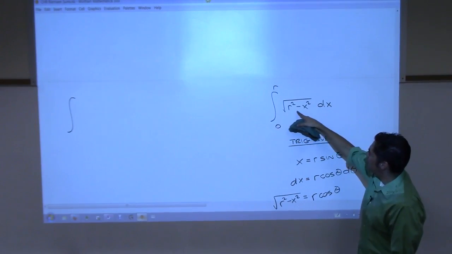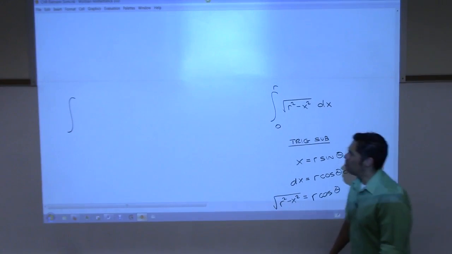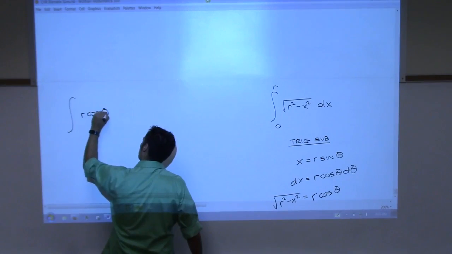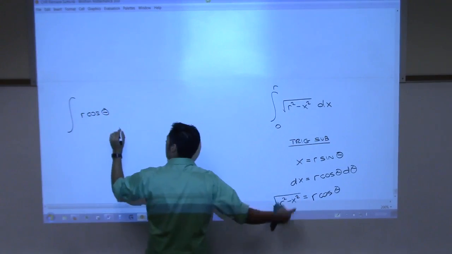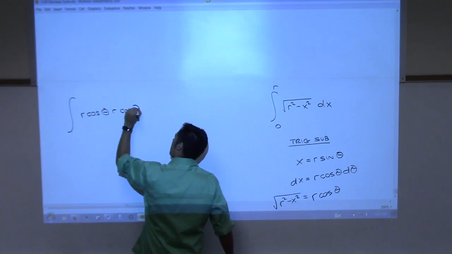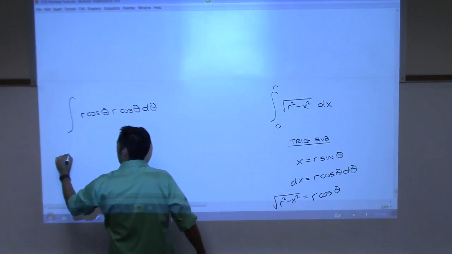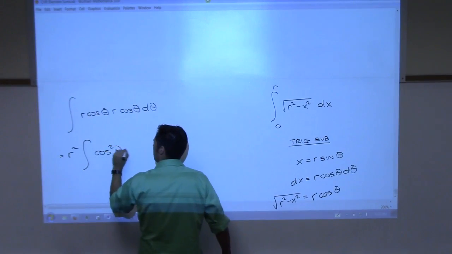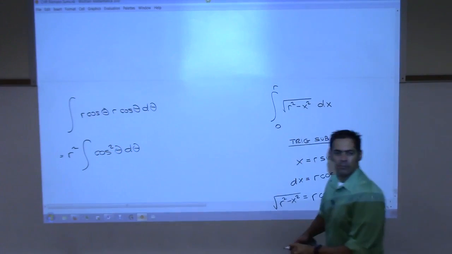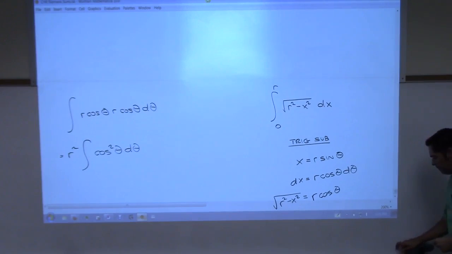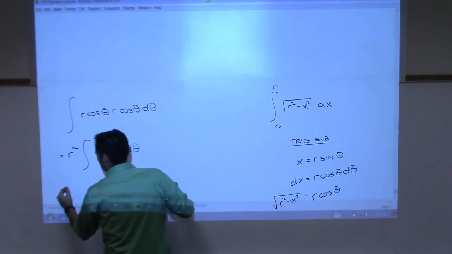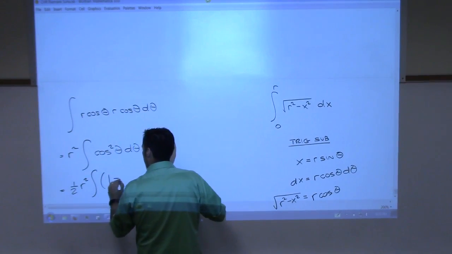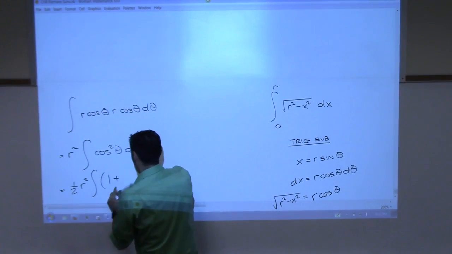So let's just rewrite this. What's this root thing turn into? R cosine theta. What does dx turn into? R cosine theta d theta. R squared comes out because it's a constant. Cosine squared theta d theta. What do you do with that? Half angle. 1/2 is going to come out because I'm using half angle. It turns into 1 plus sine 2 theta.